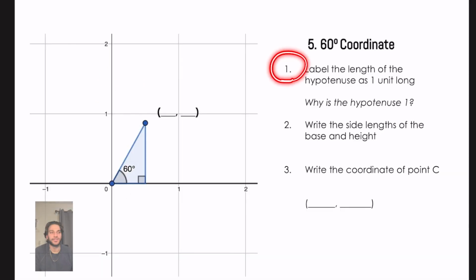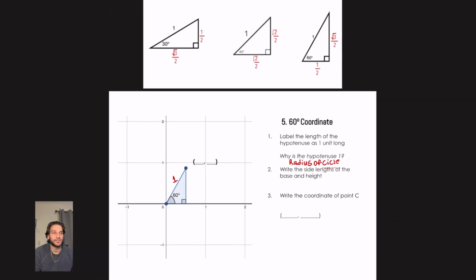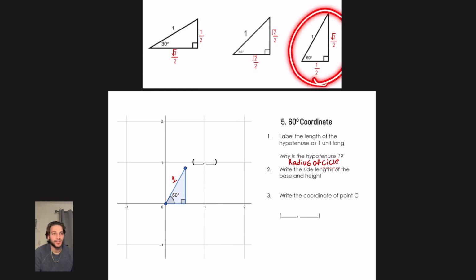So we're going to do this one more time. So we're using the 60-degree triangle this time. The length of our hypotenuse is 1. The hypotenuse is 1 because that's the radius of our unit circle. The next thing we're going to do is write our side lengths of our base and our height. So we're going to look at which triangle we're using. This time it's the one on the very right. That's going to be the 60-degree triangle. The hypotenuse is 1, and the angle that we're using is 60 degrees. So that is why we're choosing this triangle. Now we can match up our side lengths.